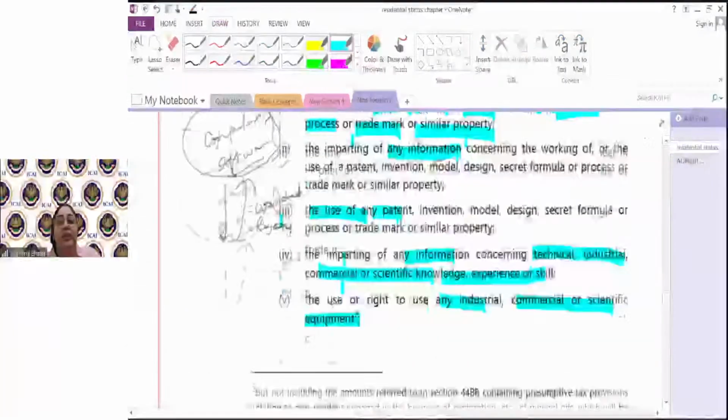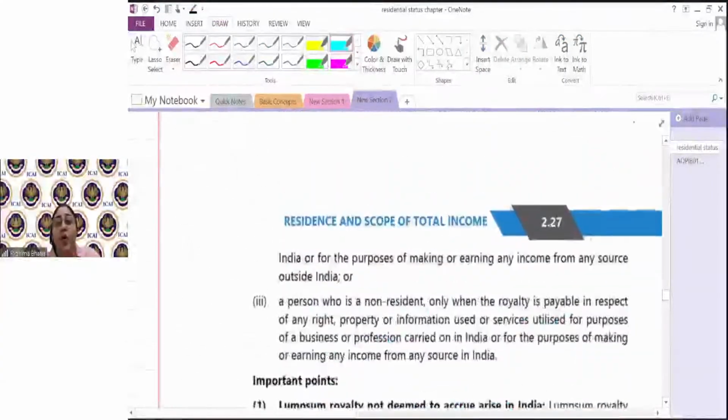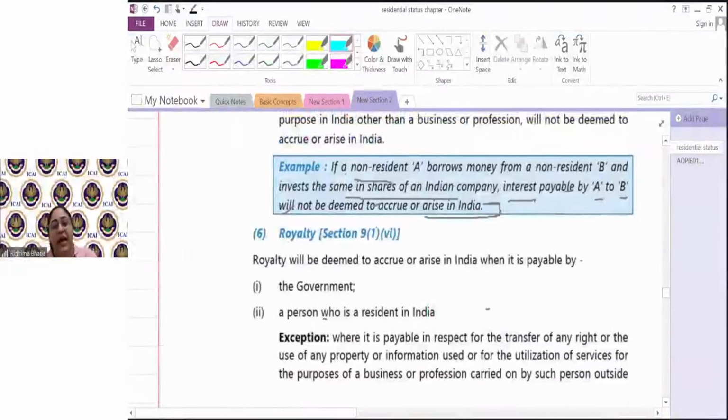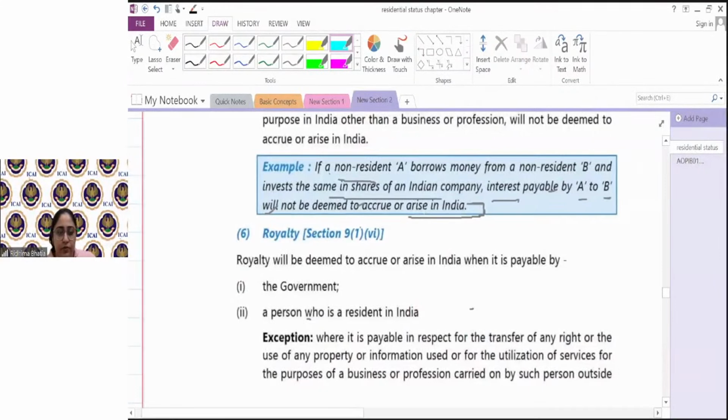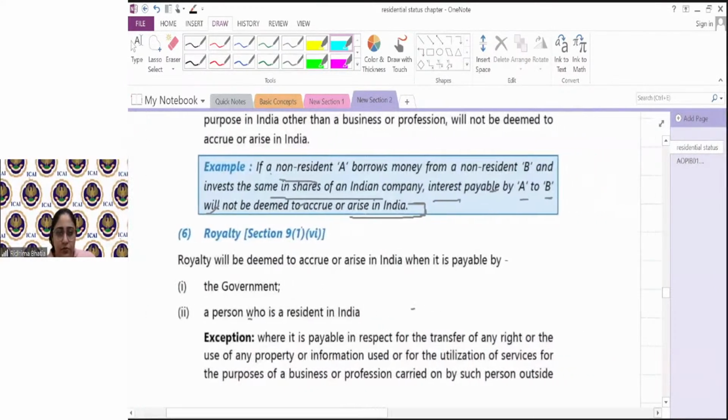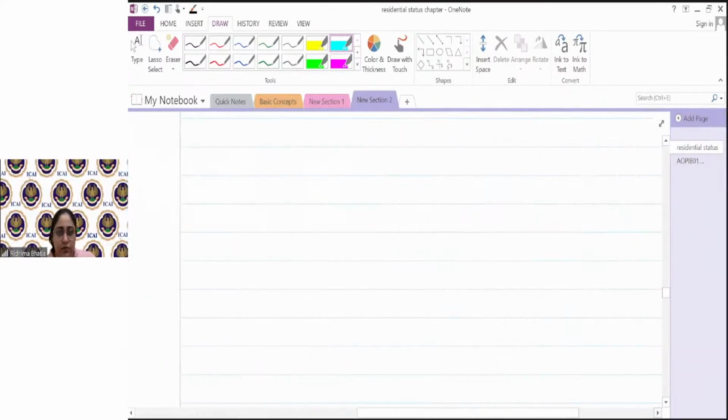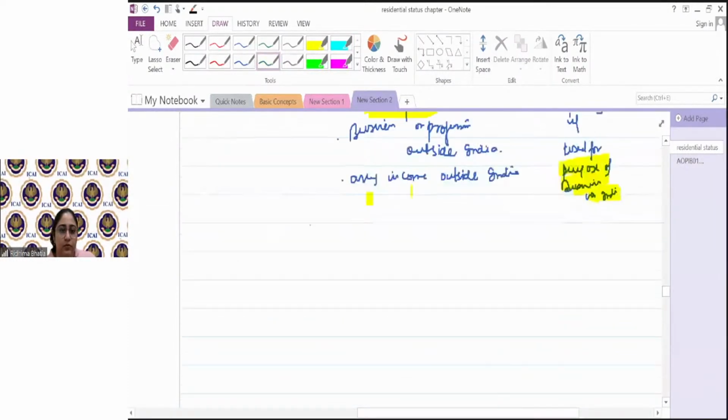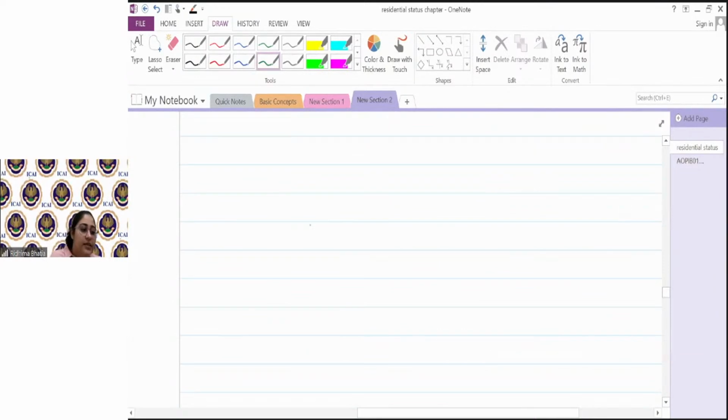Okay, so now let's understand when would royalty be taxed in the hands of non-resident or RNOR, or basically when would royalty be deemed to accrue or arise in India. Something almost similar to interest, but just a very slight difference.